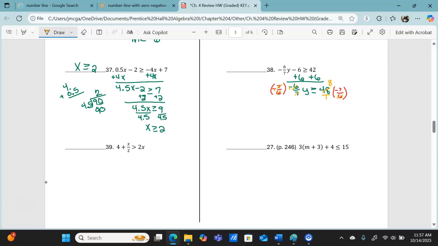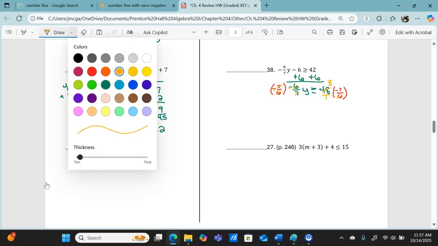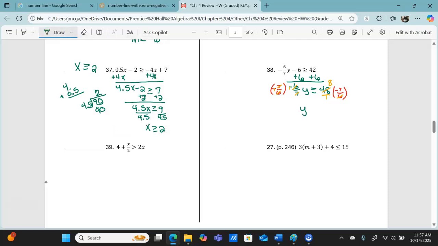6 will go into 48 8 times. So I end up with y is less than or equal to. I need to change the direction of my inequality because I multiplied by a negative. And so 8 times negative 7 is negative 56. So y is less than or equal to negative 56.